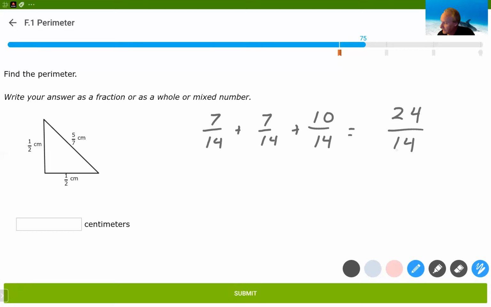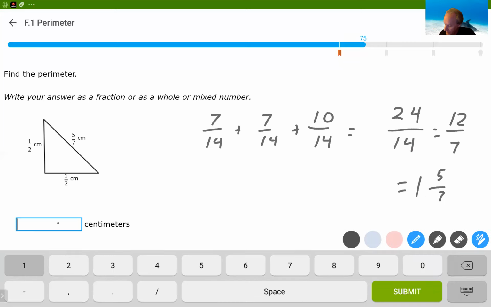Now I could just leave it like this. It's probably okay as a fraction. Generally you want to reduce them though. That's going to be 12 over 7. Or you could write it as 1 and 5/7. It's completely up to you. I'm going to go ahead and put the 12/7 just to be different.